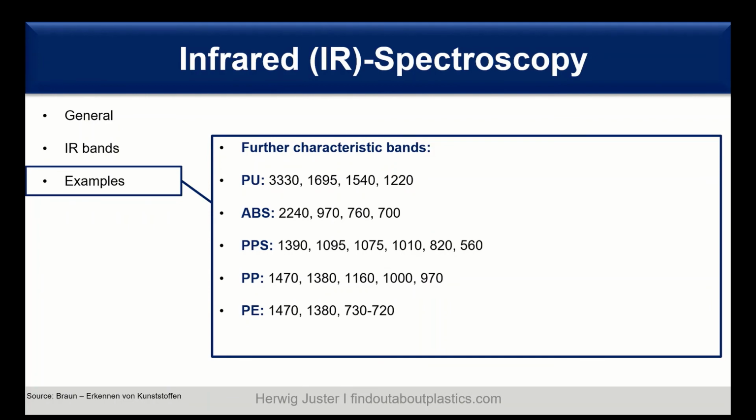Okay, so here in the table I have listed some further characteristic bands, so you can find these bands also in the public literature, but here most common resins such as polypropylene and polyethylene. Also here high heat plastic PPS. Here you have to look for 6 of the characteristic bands. ABS, also well known, and polyurethanes.